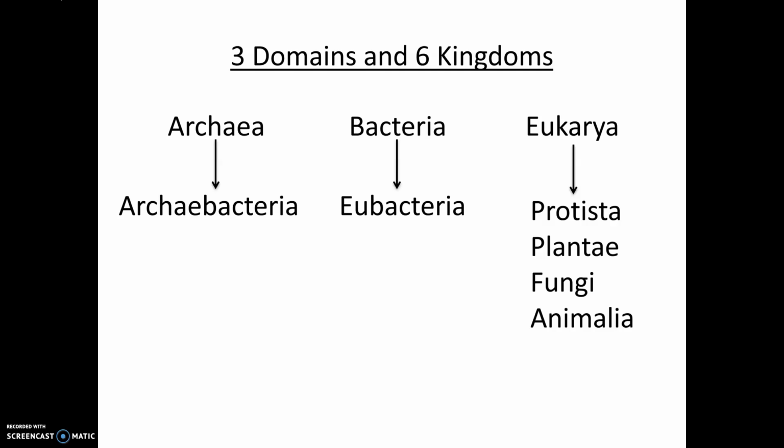So let's take a look at our 3 domains and our 6 kingdoms. So our 3 domains here are going to be archaea, bacteria, and eukarya. And within each of those categories, we have different kingdoms. Eukarya is definitely going to be the one that we talk about the most, mostly because it does have the most different kingdoms, and it also holds most of the different and familiar organisms on our planet.